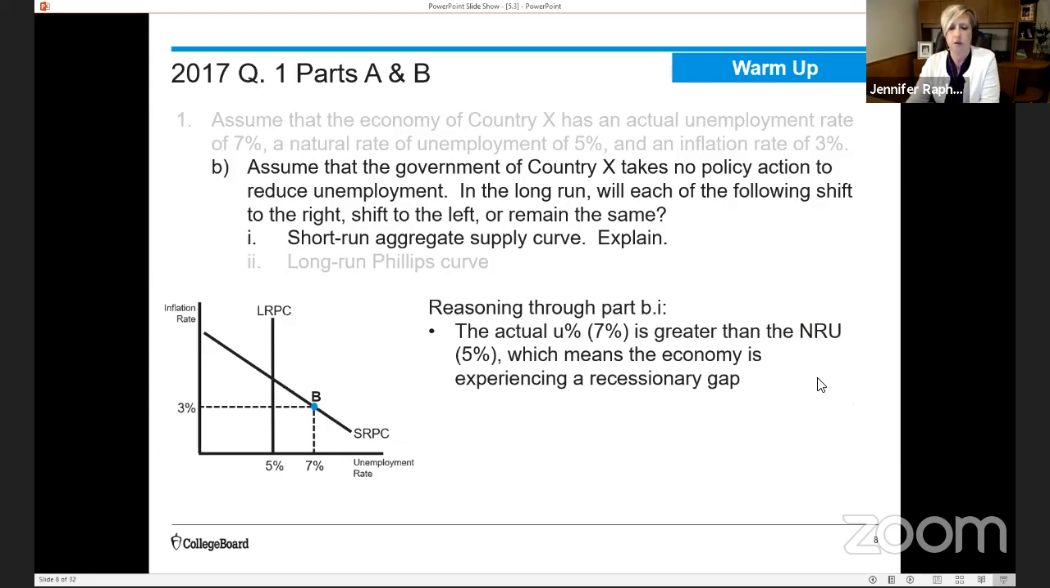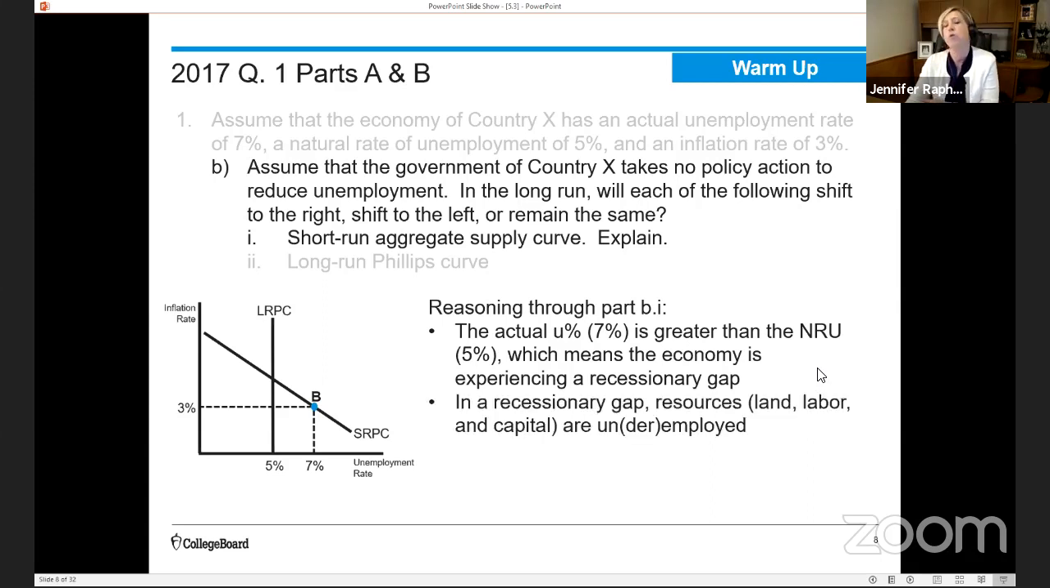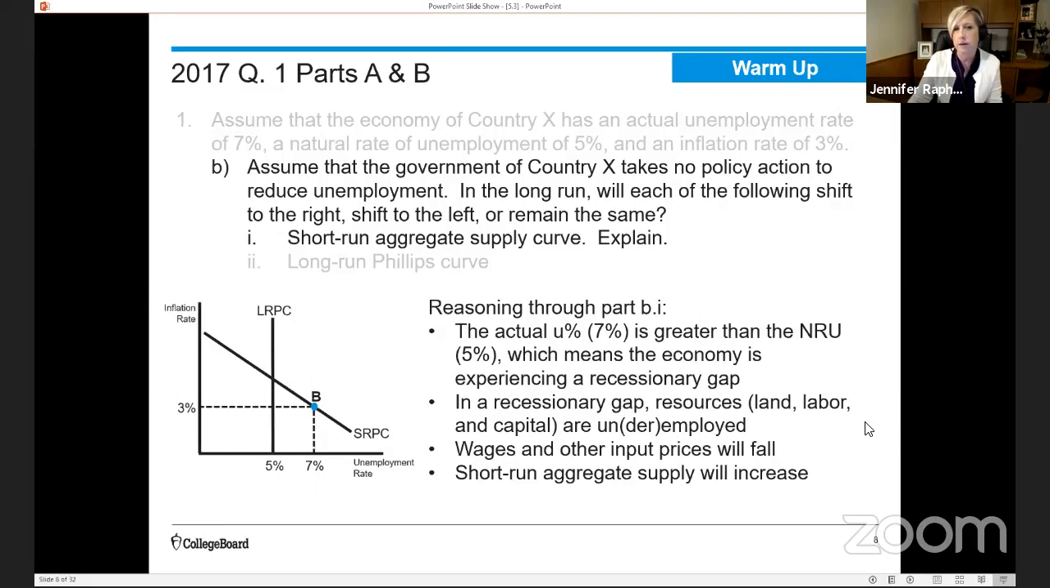When the actual unemployment rate is greater than the natural unemployment rate, we know the economy is experiencing a recessionary gap. In a recessionary gap, what we're looking at is unemployed or underemployed resources. The most important resource in the US economy is labor, so you've got a lot of workers who are looking for work. You've got producers of natural resources who aren't selling all of their products. You've got capital stock that's not being used to produce goods and services. So when the economy is in a recessionary gap, all input prices are underemployed, and that's going to lead to a decrease in the price of them. So in a recessionary gap, wages and other input prices are going to fall, and that leads short run aggregate supply to increase. When short run aggregate supply increases, we represent that in the ADAS model by shifting the short run aggregate supply curve to the right.